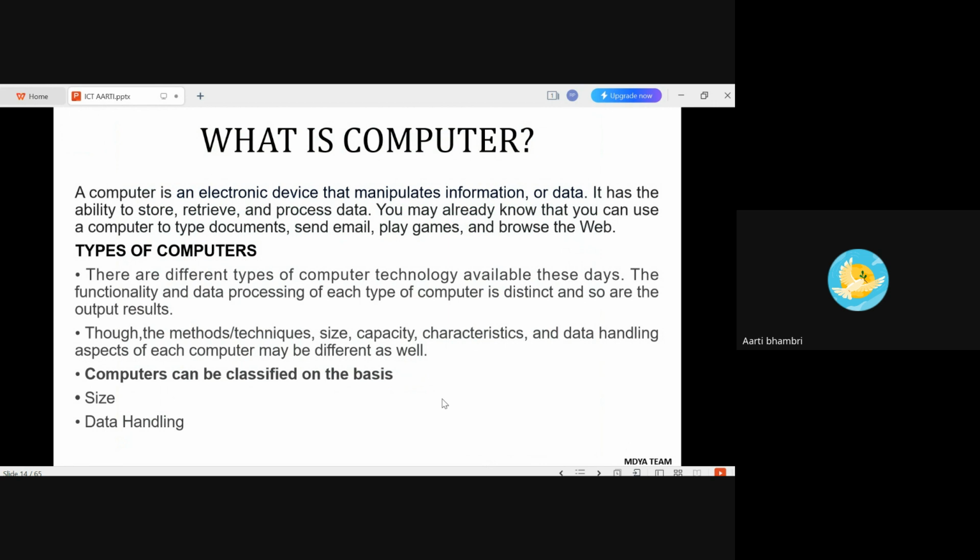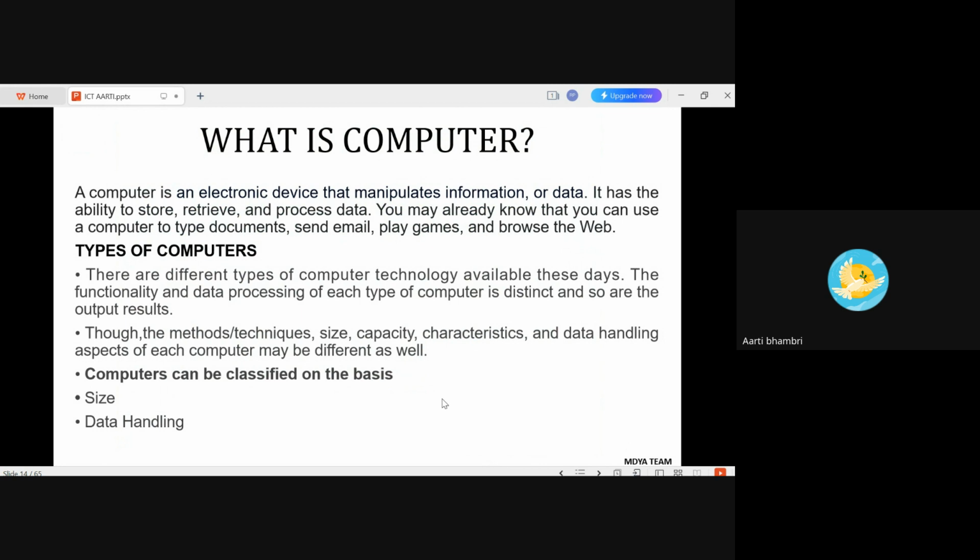A computer is an electronic device. As we know, it is an electronic device that manipulates information. When we give raw data to the computer, it first stores the data, then it processes, and then it gives access in the form of meaningful information. So it has the ability to store, to retrieve, and to process the data.